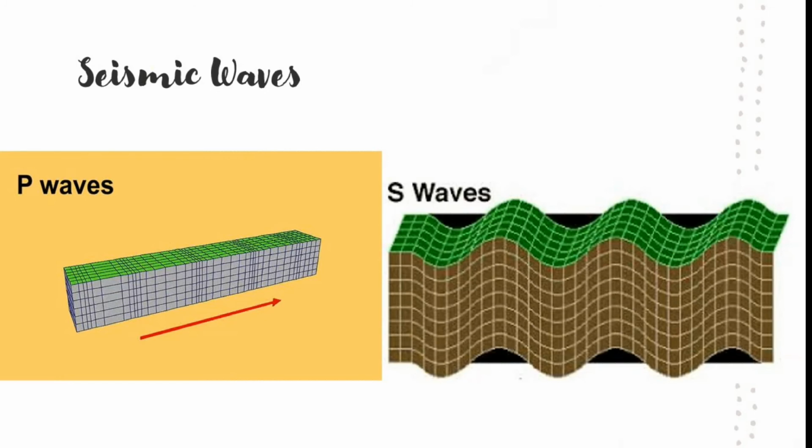P and S waves travel through Earth's interior. Studying them has revealed much information about Earth's interior.